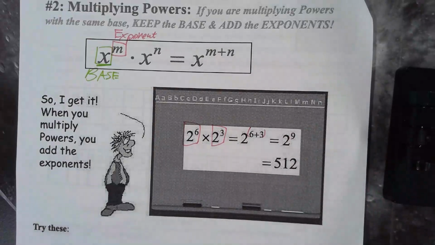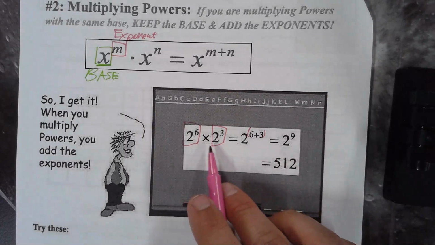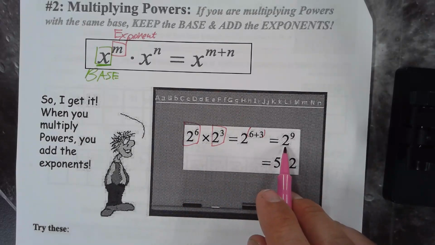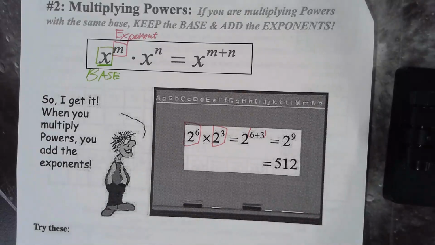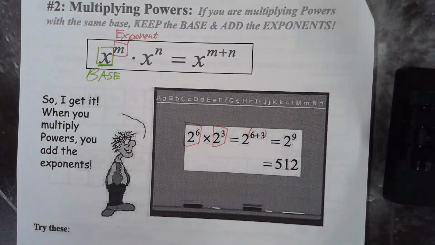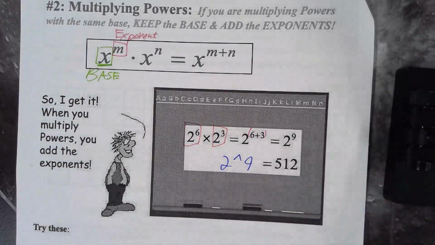And what is 6 plus 3? 9. So 2 to the power of 6 times 2 to the power of 3 equals 2 to the power of 9. And if you went to your calculator and tried 2 caret 9, that would give you 512.